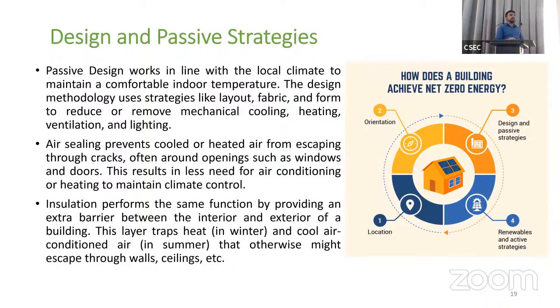Then there are some passive strategies that can be considered as well. By choosing building envelope material with low U value, we can reduce the mechanical cooling load. And also, if we can prevent air leaks from the building through cracks or windows or doors, this results in less need for air conditioning as well. And also, if you can have some insulation between the interior and exterior of a building, this layer also reduces the mechanical cooling load.